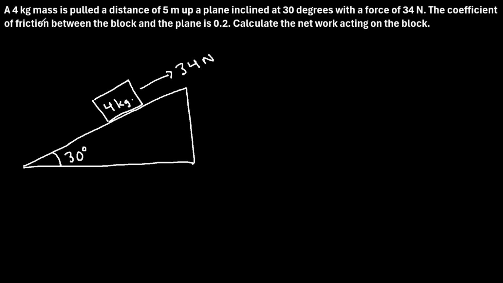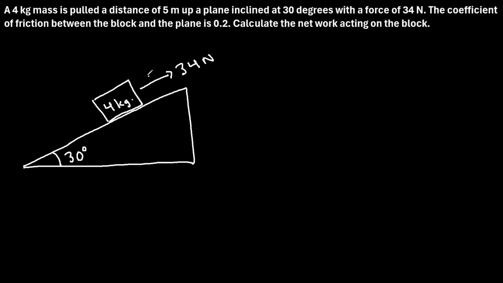This says a 4 kilogram mass is pulled a distance of 5 meters up a plane, inclined at 30 degrees with a force of 34 newtons. The coefficient of friction between the block and the plane is 0.2. Calculate the net work acting on the block.